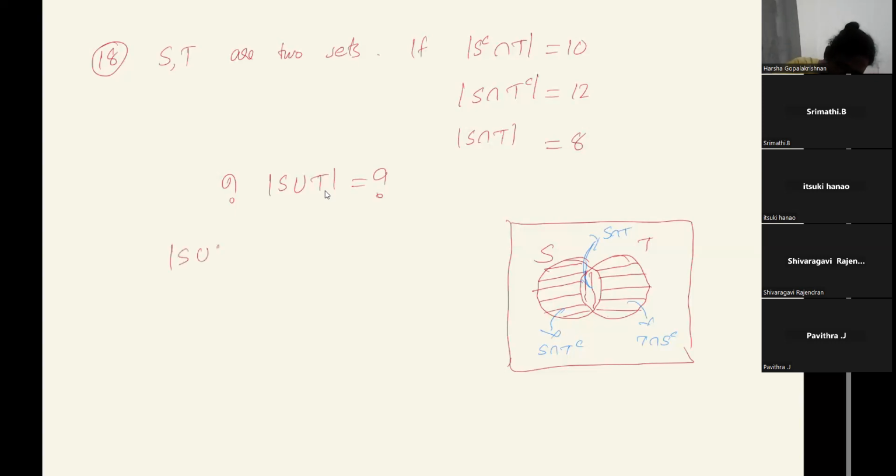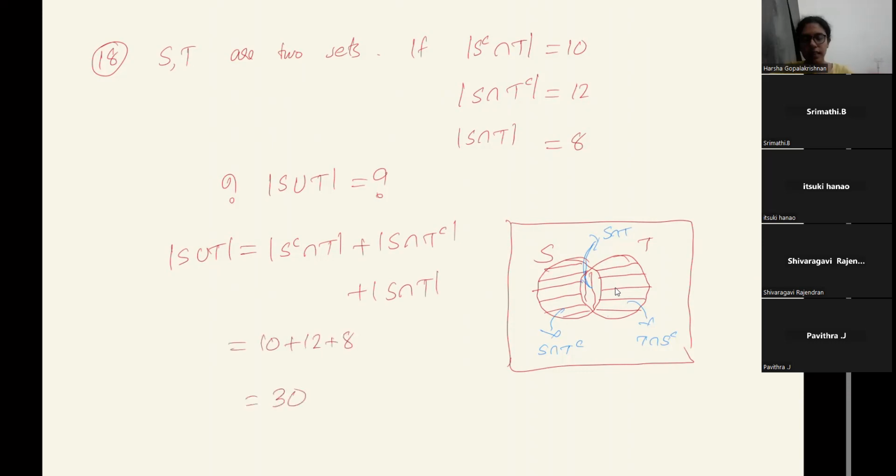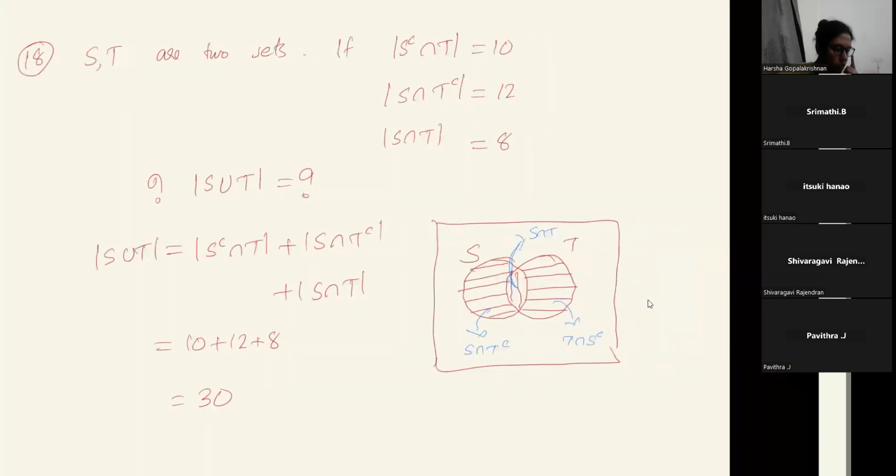Cardinality of S union T is equal to cardinality of S complement intersection T plus cardinality of S intersection T complement plus cardinality of S intersection T, because these three sets cover S union T. So the answer is 10 plus 12 plus 8, which is 30. Clear? Whatever question is like this, it is very easy to do with the Venn diagram. Just approach it this way. Okay, now let's move to the next question.